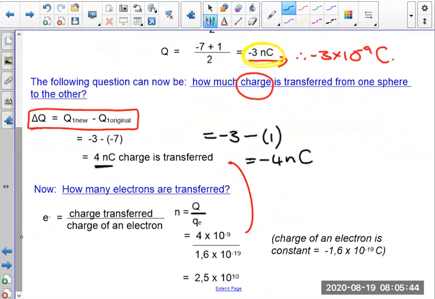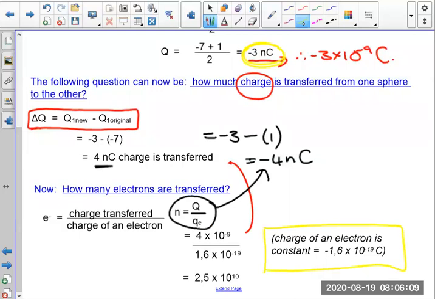This equation is on your information sheet. The n determines the amount of electrons transferred. Q is the amount of charge transferred, which means the amount of charge that we got in the previous sum. And qe is a constant, the charge of an electron, which is on your information sheet. You will find that constant.